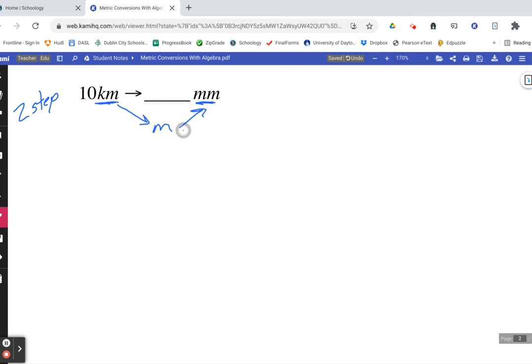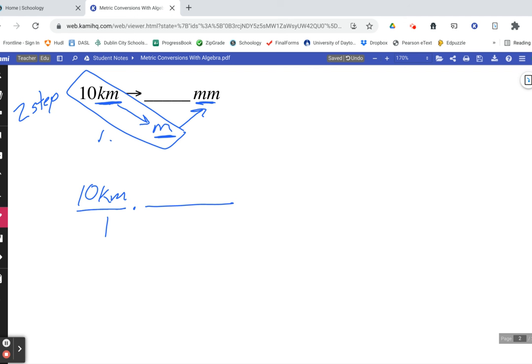All right, here we go. We're going to do one of the steps. We're going to do the first step. This is the first step right here. So I'm going to come down here like normal and I'm going to write 10 kilometers over 1. Now remember, we're only going from 10 kilometers to meters here. Go ahead and pause the video if you want and try to give it a shot.